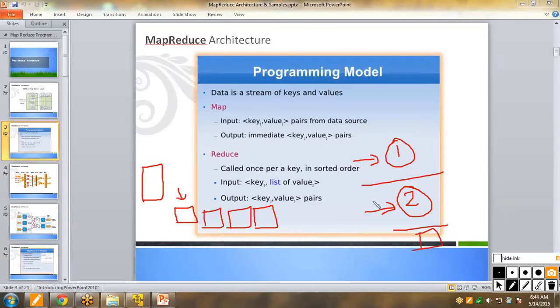Now, from the hundreds of mapper tasks, we came to tens of reducers here. That's where the crunching happens now. And in the reducer phase, you write your custom code, and finally the reducer will produce output.